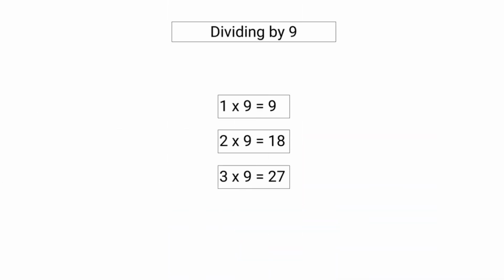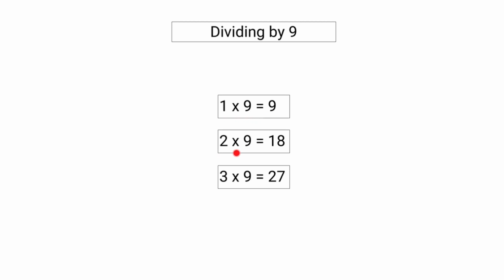Just like we've done for a few of our previous sets of tables, we're going to start off by looking at a few of the 9 times table sums just to remind ourselves how division and multiplication are actually linked. So if we look at this first one, 1 times 9 equals 9. We know that division is the inverse or opposite of multiplication. So if we go the other way, we'll work out our division. 9 divided by 9 is equal to 1.